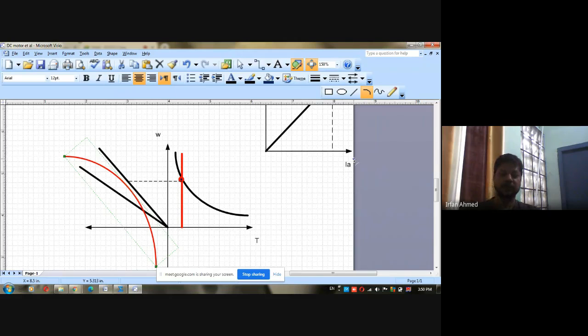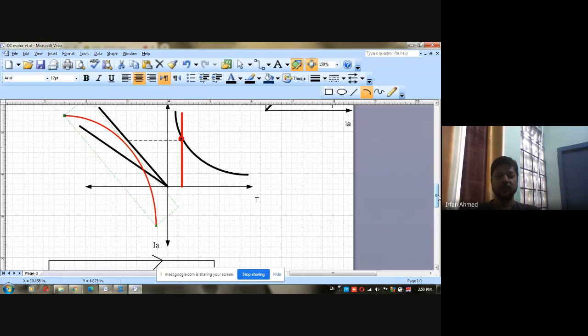These are the speed torque characteristics under counter current braking or plugging. Instantly it will move from the first quadrant to the second quadrant. It will move like this, and when the speed becomes zero, you have a negative torque, so that if you do not remove the supply, the motor starts running in the opposite direction.